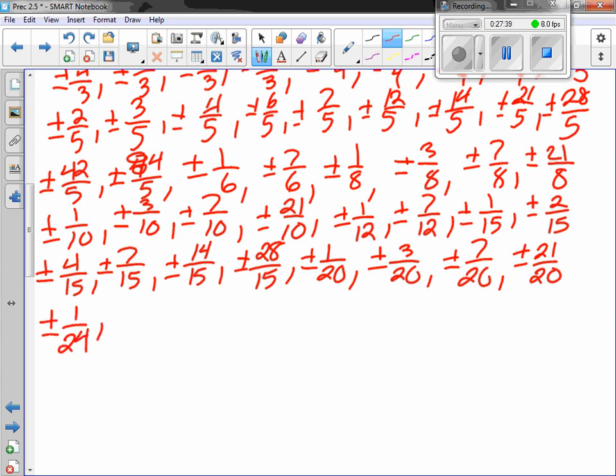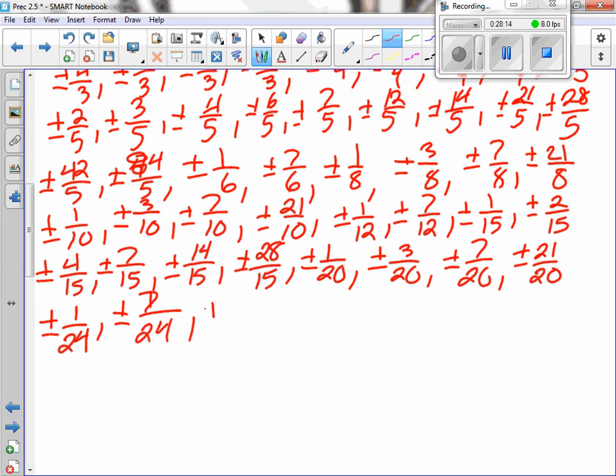1/24. 24 has 2, 4, and 3. So 1/24, 2 over 24 would be 1/12. We have 12ths. 3/24 would be 1/8. We have 8ths. 4/24 would be 1/6. 6/24 would be 1/4. 7/24 would be 1. No, it won't. 7/24. I was very tempted to say 1/3. That's 1/12. That'd have been 7/21.